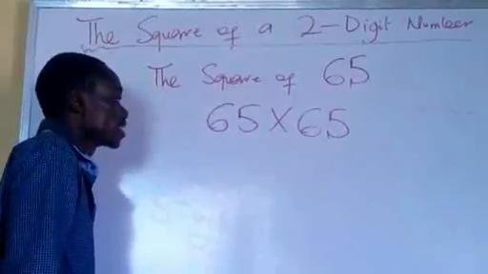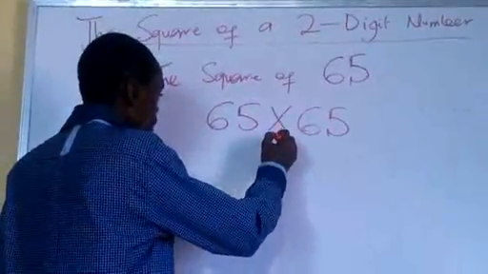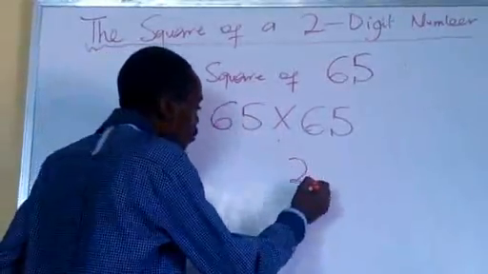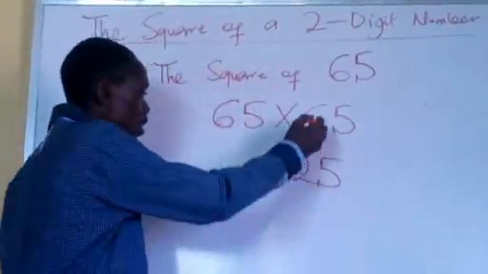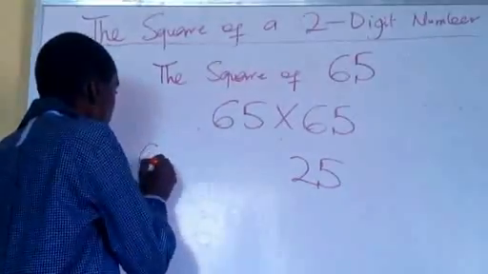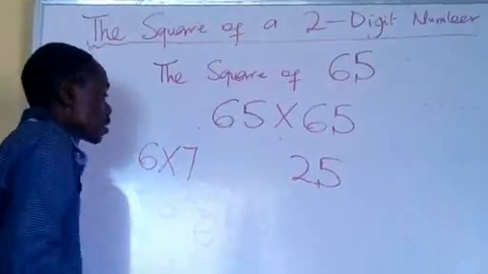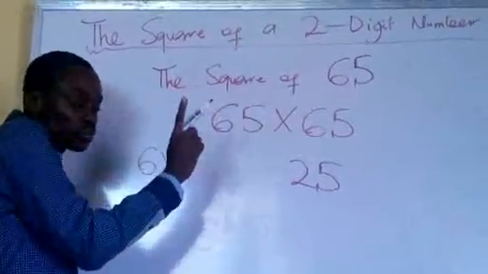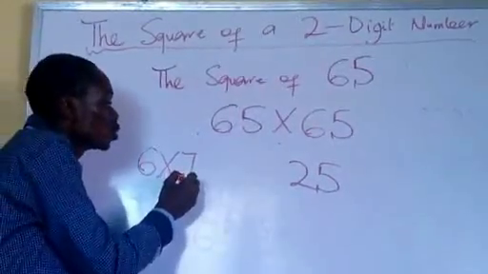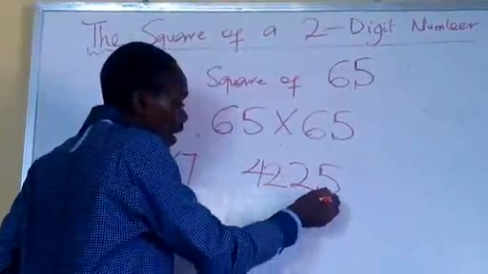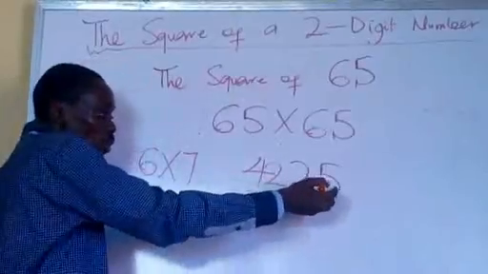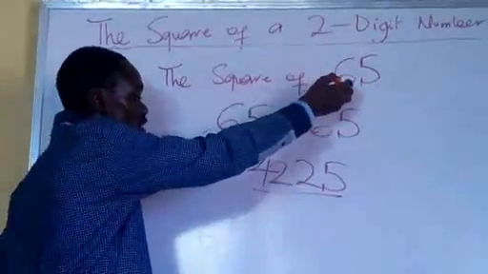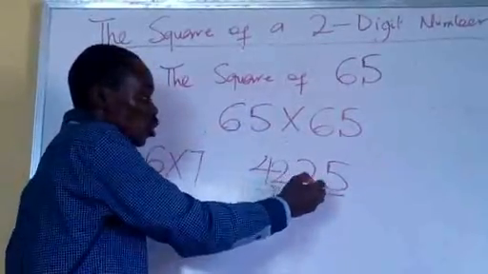So the first thing is that our answer at the extreme right, when we square this number, we're going to have 25. Then we multiply 6 times 7. Instead of 6 times 6, we increase one of the 6s by 1 to 7. So 6 times 7 is 42. We put it in front of the 25, which we originally had. And at the end of the day, the square of 65 is 4,225.